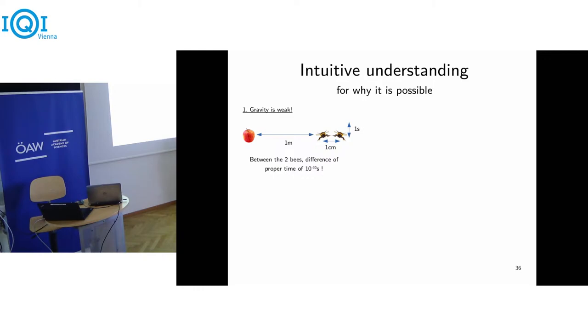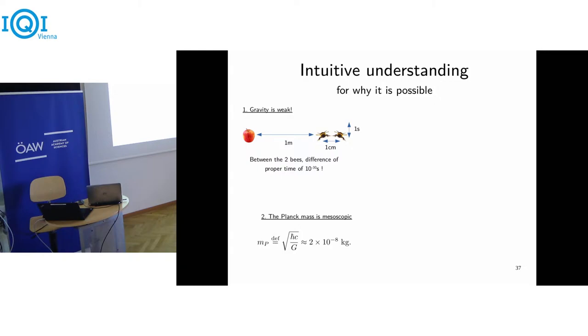If the gravitational field was stronger, by this I mean if the Newton constant G was higher, the difference of proper time would change much faster, and would be much higher after 1 second. And so it's a good thing that G is small, because it enables the difference of proper time to evolve quite slowly, and I can reach 10 to the minus 30 seconds.